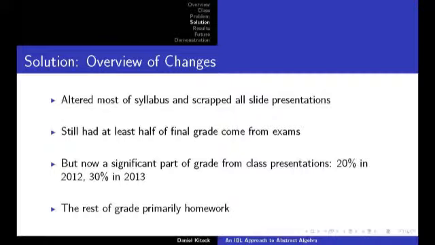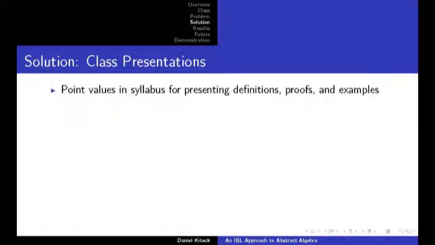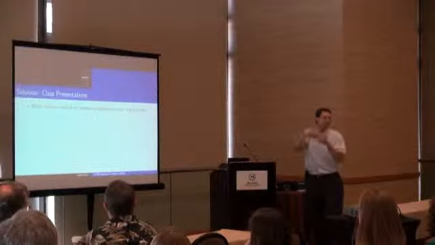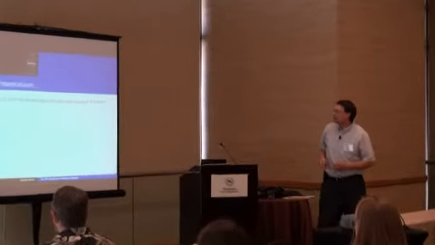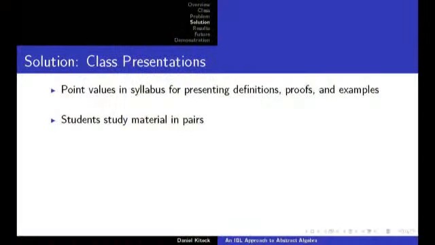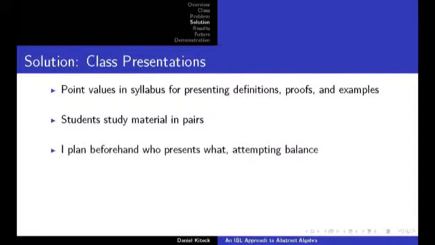The class presentations are the key thing. In the syllabus, I listed all the definitions, proofs, and examples, and said, here's how many points each is worth. A small definition versus a huge proof, different points, what they could be worth if I called on you. And I had the students study material in pairs. I knew I'd have some students that if they just tried by themselves, it wouldn't go anywhere, but I was hoping pairs could possibly work. This is before the class. Beforehand, I decide who presents what, and throughout the semester, I attempt balance.